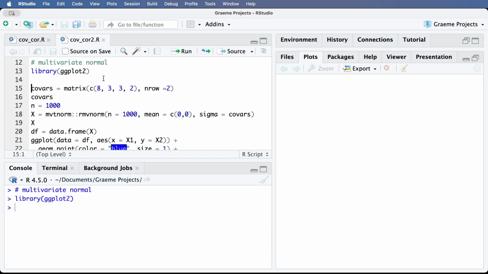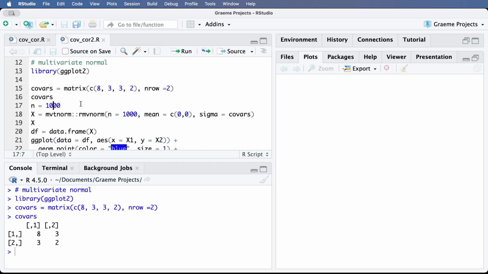So in order to get started here, I'll define a covariance matrix as being 8, 3, 3, 2 with nrow 2, and so then we can have a look at this, and we're going to see that we have a variance in this 1 variable of 8, a variance in this 2 variable of 2, and a covariance between these two variables of 3.